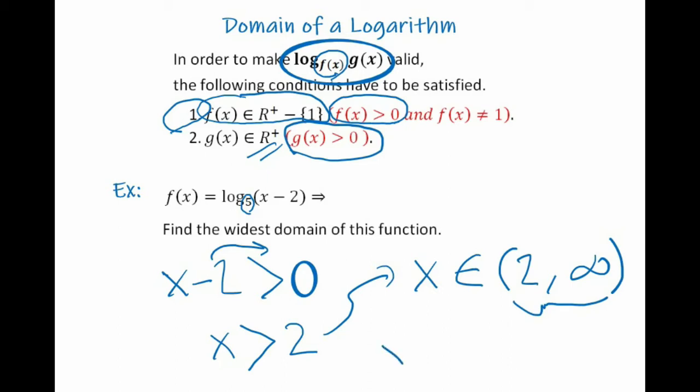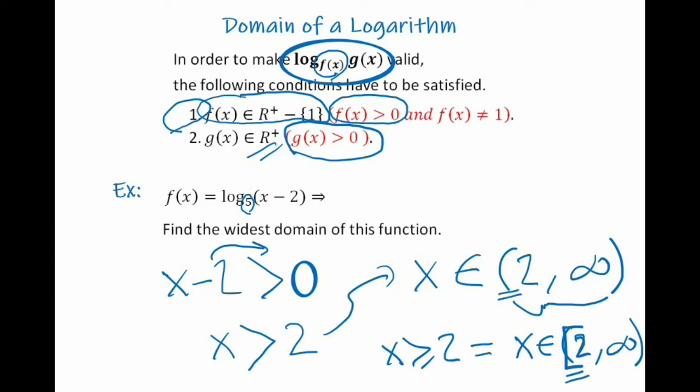If it would be like x is greater than or equal to 2, then in this case, I would write x is an element of an interval where the interval is between 2 and infinity. But in this case, x can be equal to 2. So that number is included.